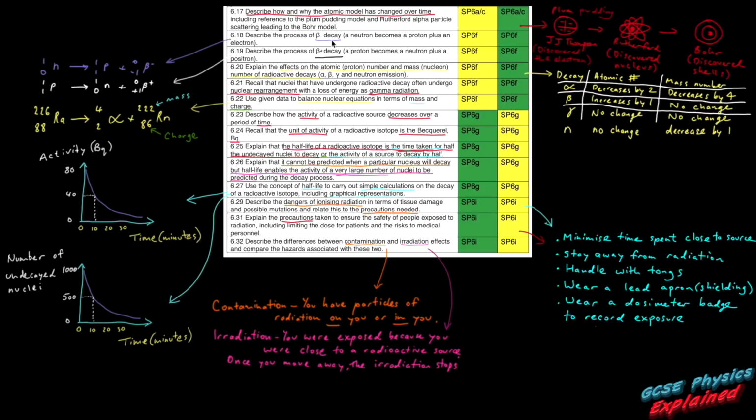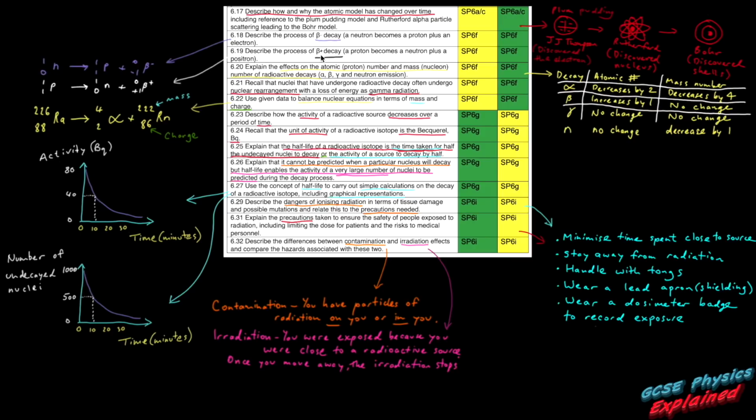Describe the process of beta minus decay, which is when a neutron becomes a proton plus an electron. So I've drawn it out to try to help you. So that's your neutron there becoming a proton and the beta minus. Remember, these top numbers on the right of the arrow have to equal the top number on the left of the arrow, and these numbers on the bottom on the right of the arrow have to equal the number on the bottom on the left of the arrow. So 1 plus minus 1 equals 0, and 1 plus 0 equals 1. So that's the mass number on the top and the charge number on the bottom.